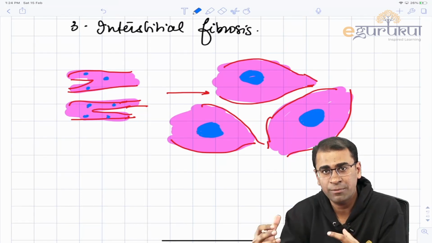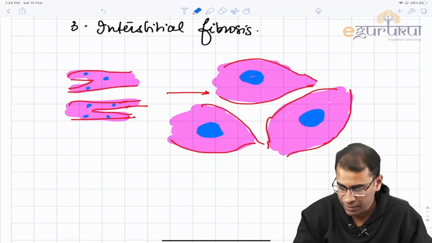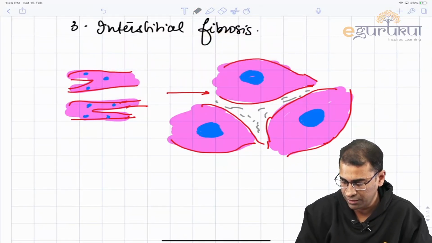Hugely enlarged muscle fiber. And there may be a small amount of fibrosis being seen here. So there may be a small amount of fibrosis here. There may be collagen fibers in this area.